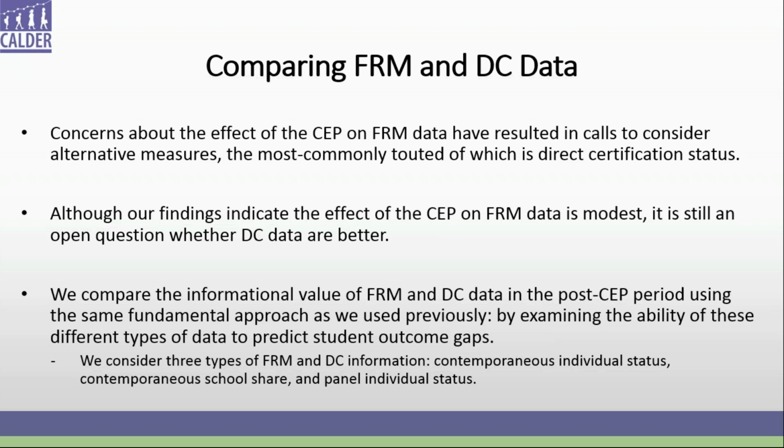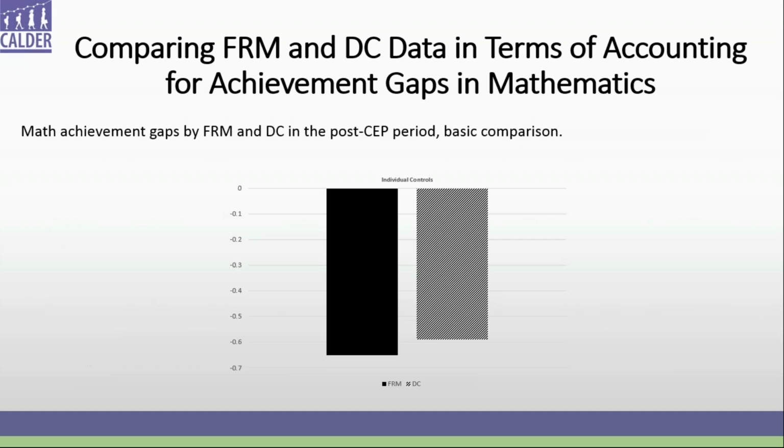Let's see here. Yeah, so we're going to use the same fundamental approach, comparing outcome gaps created by the different types of measures of disadvantage. We have a bunch of different measures of student disadvantage that we create for the free meal and direct certification data. I'm not going to break all of that down just because I don't have time. I'm just going to give you the most basic comparison, but I think it gives you the right flavor of our findings, and you can unpack it deeper in the paper if you're interested, or we can talk in Q&A or offline. Okay, so this is after the CEP is in place.